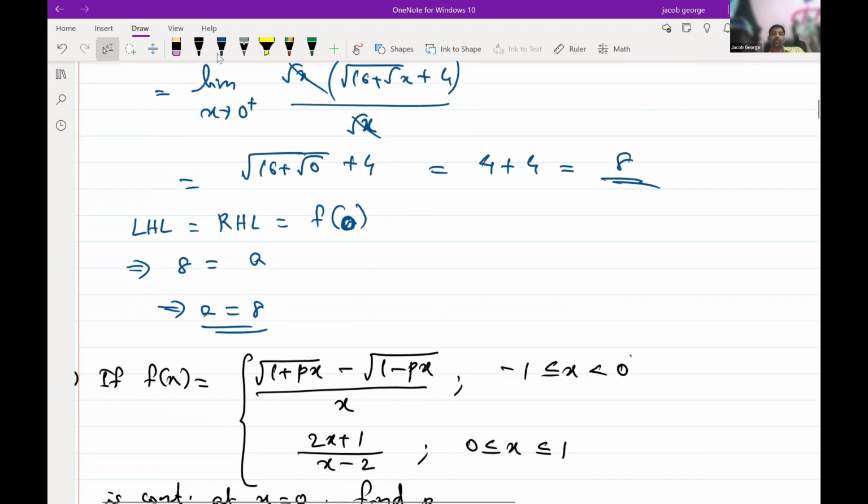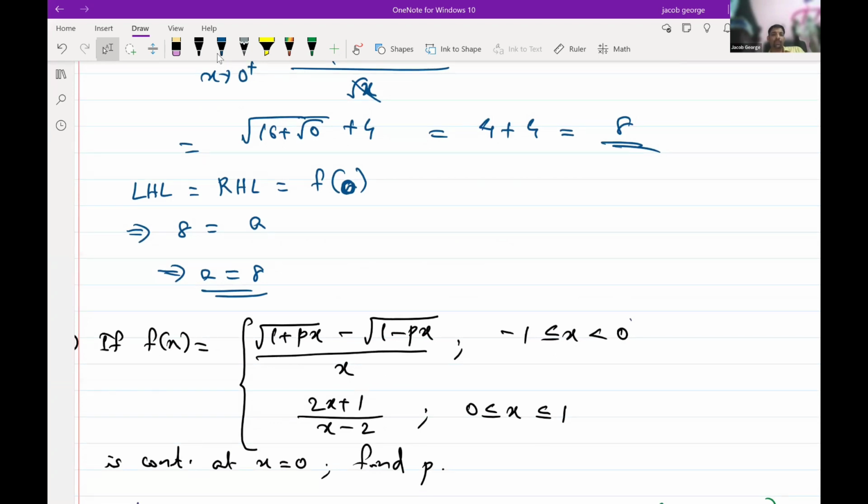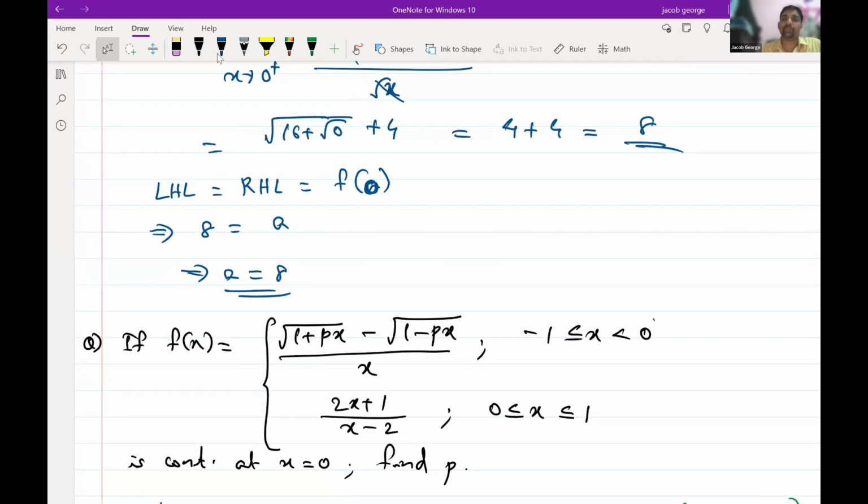Next is also a similar question with the root expression. So these questions are of the same type. All of you understood this type of questions? Any doubt, children? Direct and indirect questions of continuity.